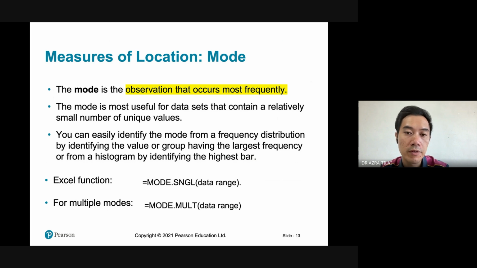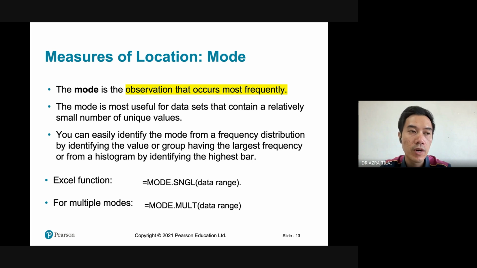Mode is the observation that occurs most frequently. For example, if you have a data set with a lot of 5s: 1, 2, 5, 4, 5, 3, 5, 6, 7, 5. You notice that 5 appears multiple times, so that represents the mode. So mode is the observation that occurs most frequently, and it can not only represent numerical values.